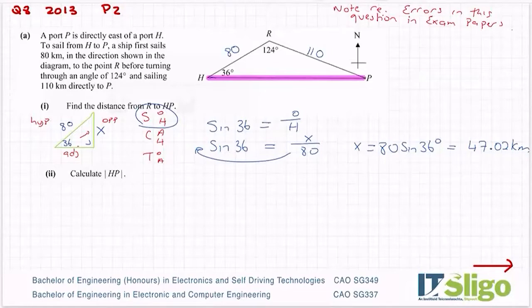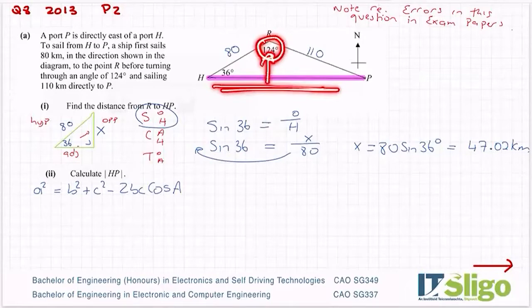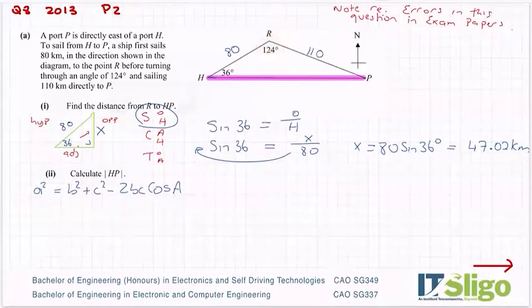I saw the cosine rule first, so let me do that one. So a squared is equal to b squared plus c squared minus 2bc cos of the angle A. If this is the side I'm solving for, then I have to use the angle across from it, okay? A and the side have to match, okay? And that's what we were doing on Tuesday.